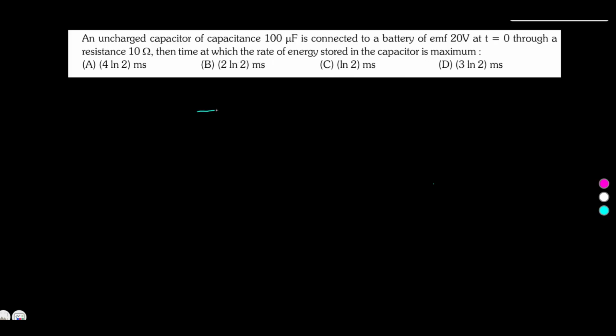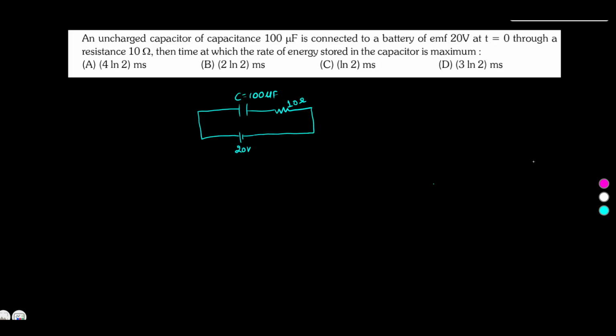So we have a capacitor here whose capacitance is given as 100 microfarad, connected to a battery of EMF 20 volt. So this is our battery that has an EMF of 20 volt, and there is a resistance of 10 ohm in the circuit. We need the time at which the rate of the energy stored in the capacitor is maximum.